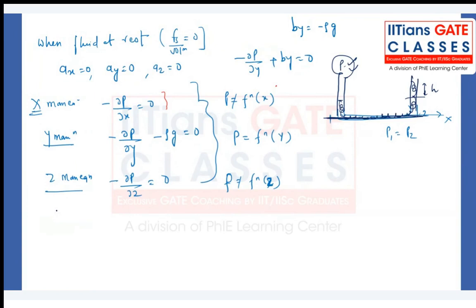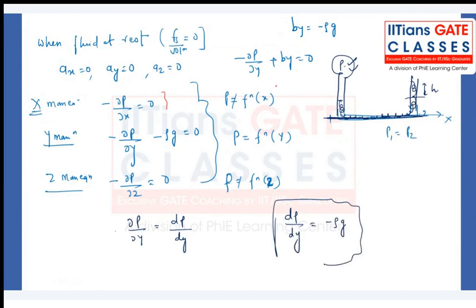Now, my dear friend, when pressure is not a function of x and z, can we write dou p by dou y as dp by dy? The partial differentiation we can write as total differentiation. There is no harm in that. So I can write dp by dy equals minus rho g. And that is what we arrive at: the hydrostatic law.